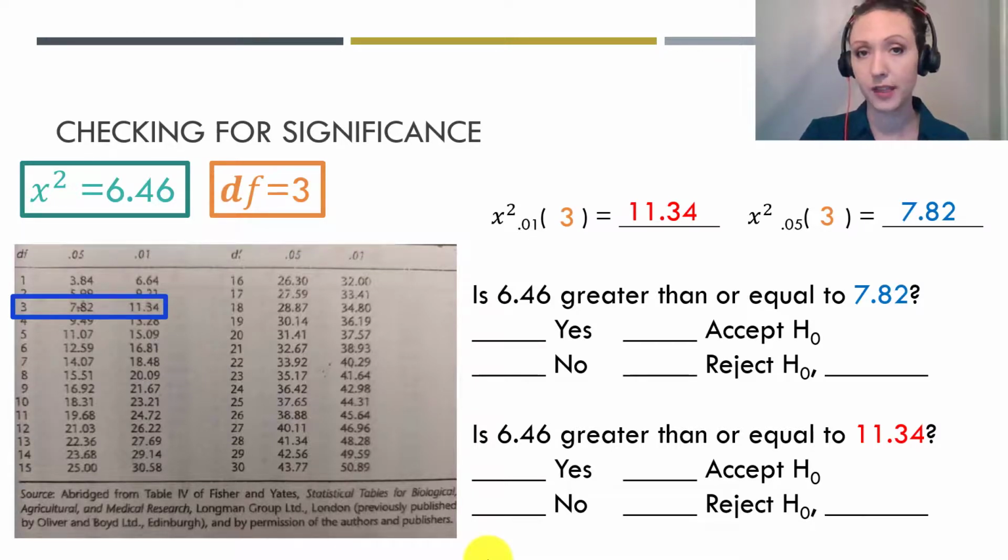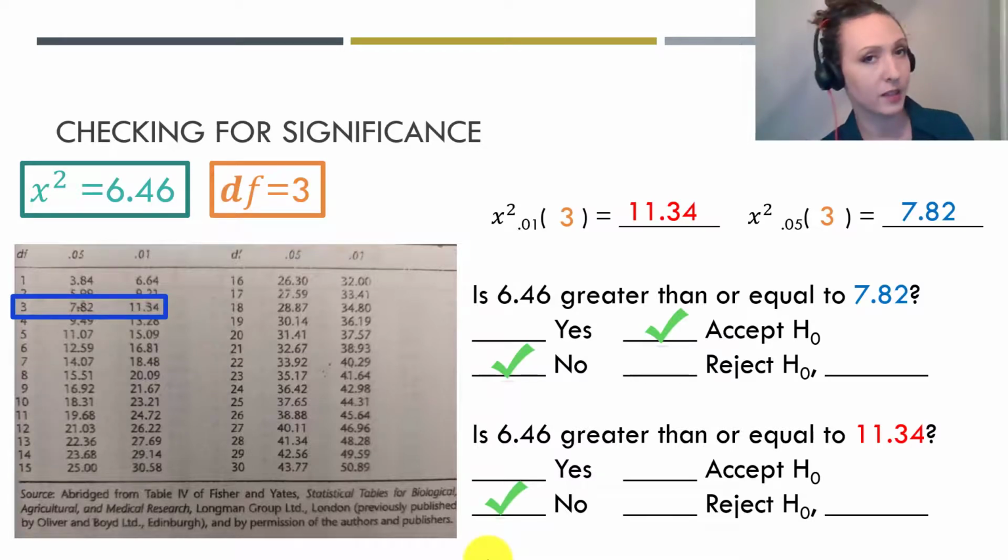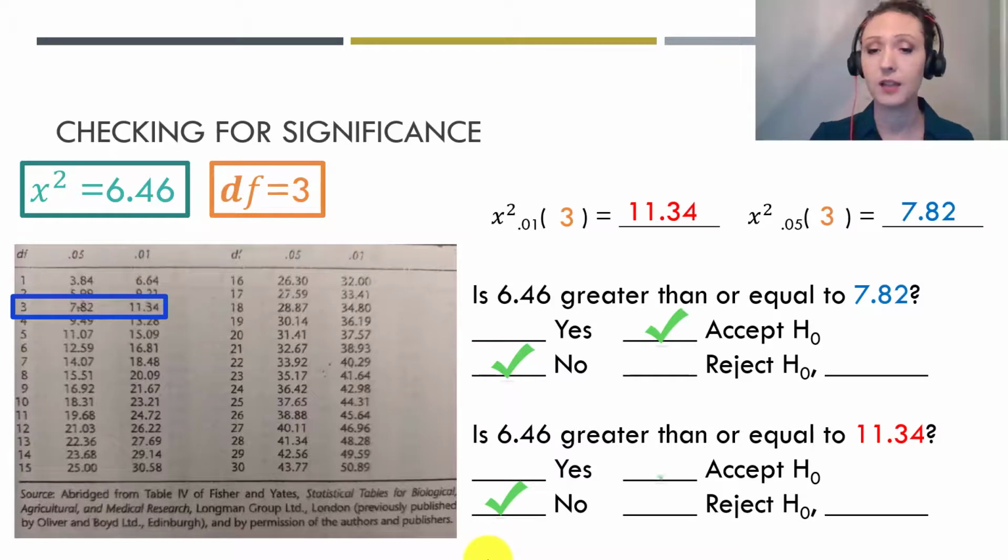So we're going to ask ourselves if our final chi-square value of 6.46 is greater than or equal to our 0.05 value of 7.82, and it is not. So that means that at the 0.05 level, we have to accept H0. And so we need to ask ourselves the same question for the 0.01 value. Is 6.46 greater than or equal to 11.34? It is not. And so that means that we have to accept H0 at the 0.01 level as well.